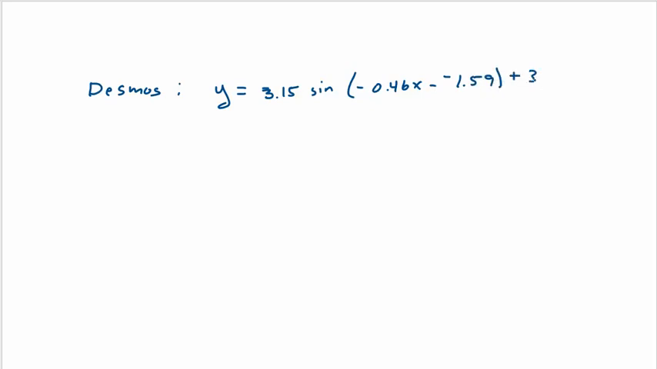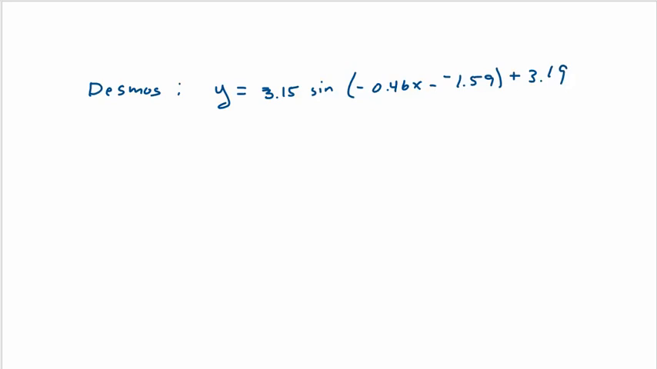So Desmos gave us y equals positive 3.15, I'm just rounding to the nearest hundredth here, times the sine of negative 0.46x minus a negative 1.59 and then plus 3.19.